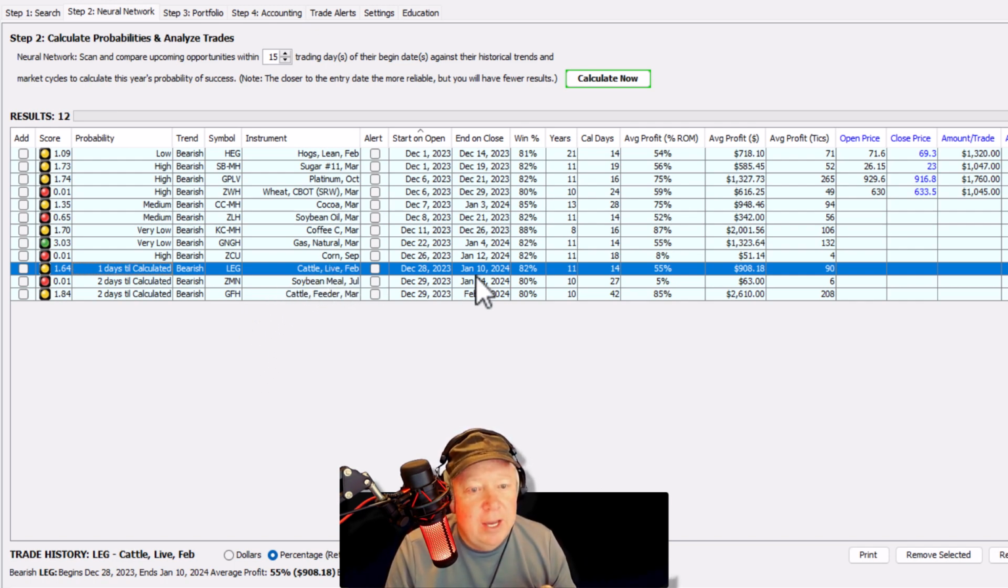So here's live cattle, December 28th to January 10th, 82% of the time over the last 11 years. It's lost 55%. So soybean meal, December 29th to January 24th, 80% of the time over the last 10 years. It's lost 5%. And then feeder cattle, didn't we have feeder cattle in here? No, the live cattle. Feeder cattle, December 29th to February 8th, 80% of the time over the last 10 years. 42 calendar days, 85% loss on your portfolio, or 85% gain if you're short.